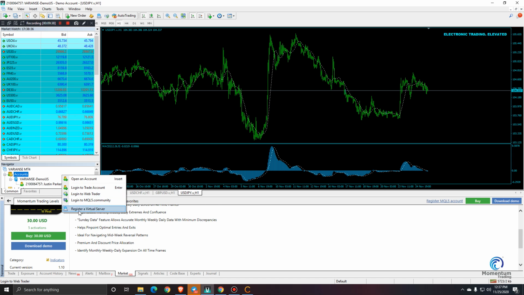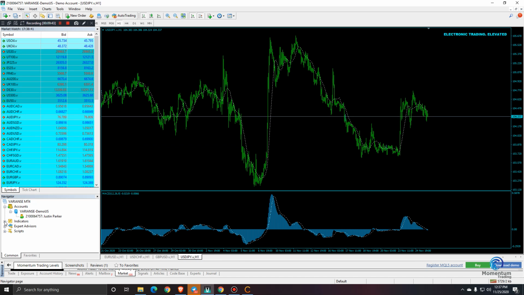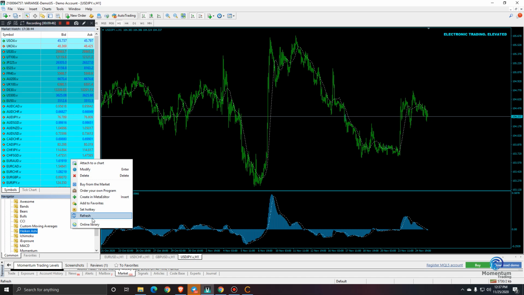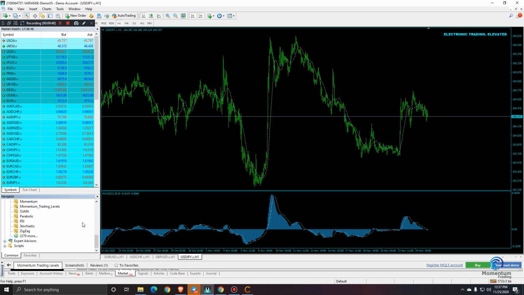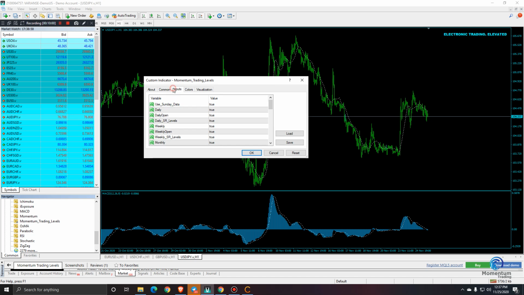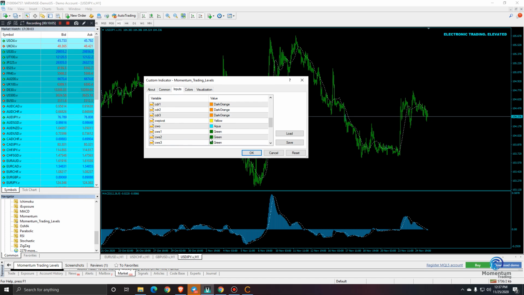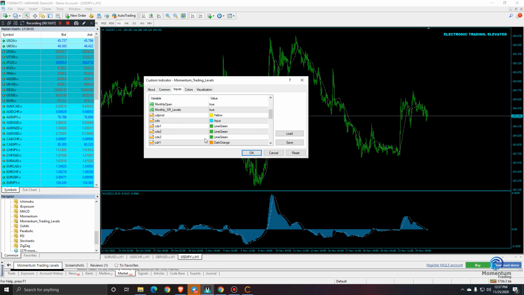I'm going to get this out of the way. So I'm going to do a quick refresh real quick. Here's the momentum trading levels. Alright, I'm going to smack these puppies on the chart. I have all the default settings to exactly how I like it personally, but you can change colors, turn certain levels off, customize it how you want. If you don't like Sunday data, you can turn it off.